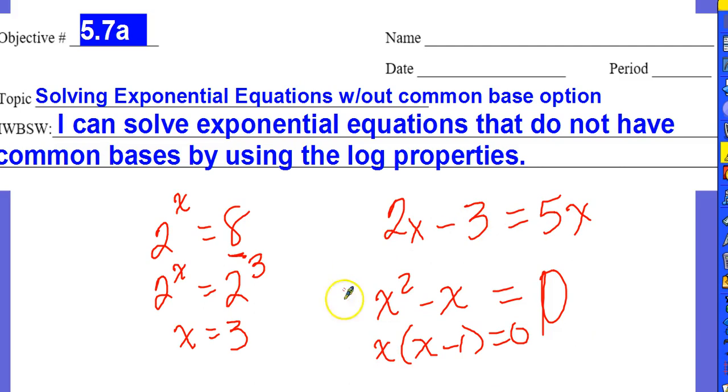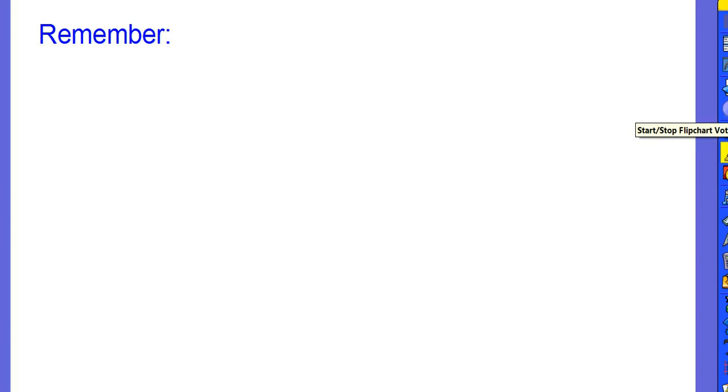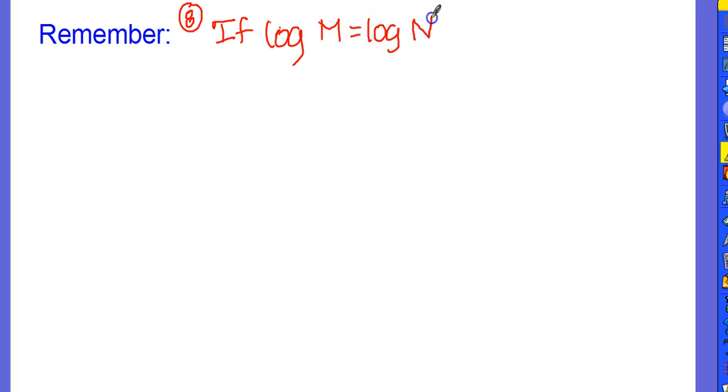You will be using these basic solving equations skills. Okay? So first I would like for you to remember a really important log property that we have not used in practice yet, and it's this one. It's log property 8 that says if I have the log base b, I'm just going to go base 10, of m, and it is equal to the log of n. If the logs of two numbers, m and n, are equal to each other, then the numbers are equal to each other.